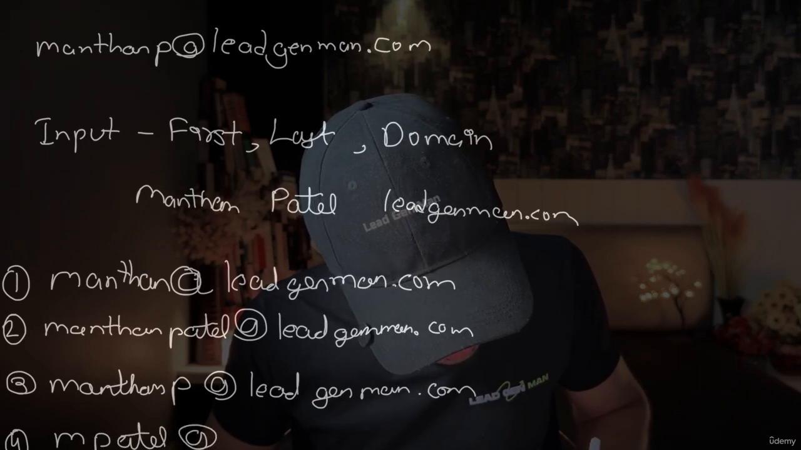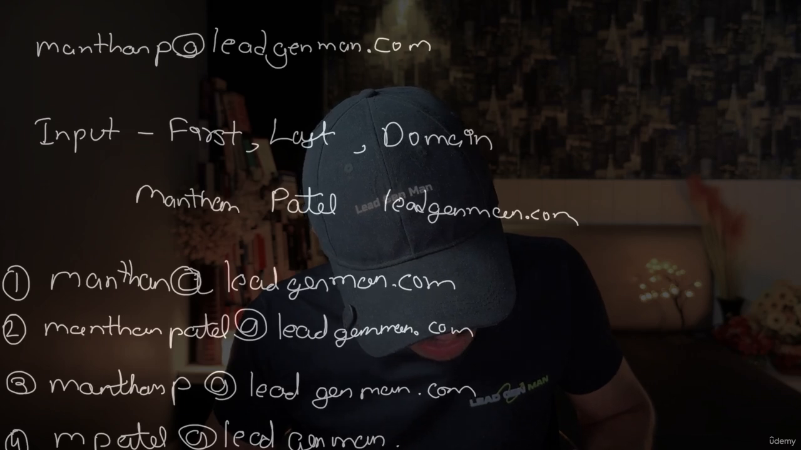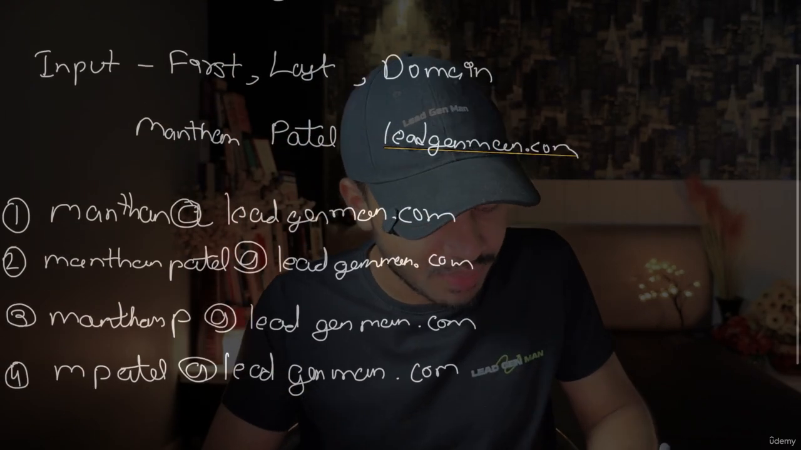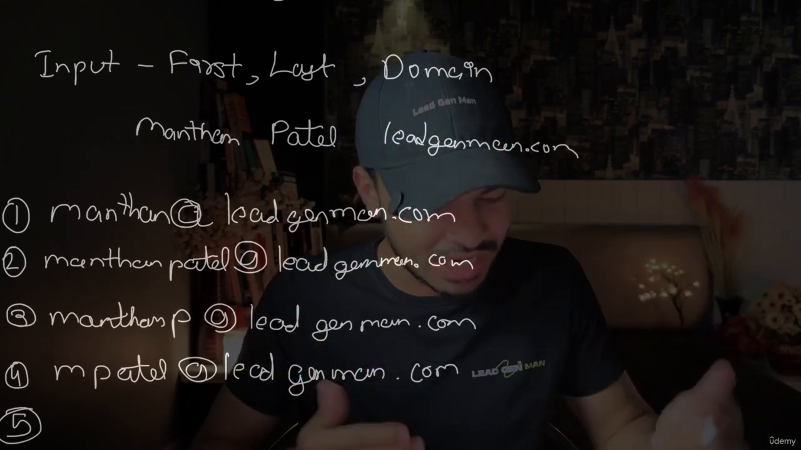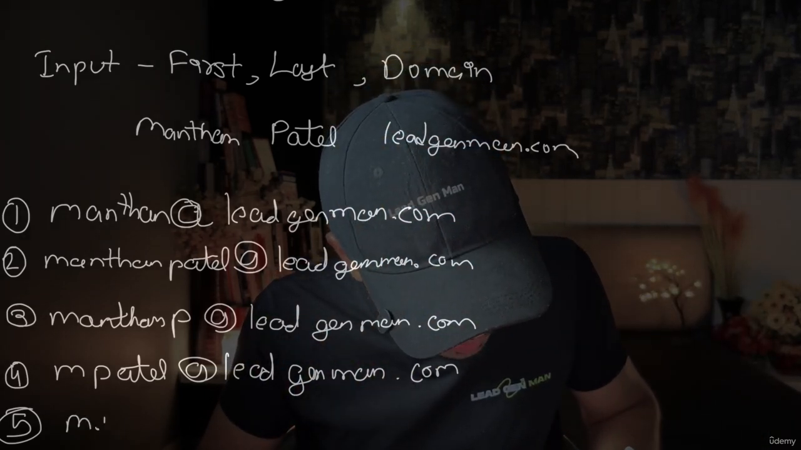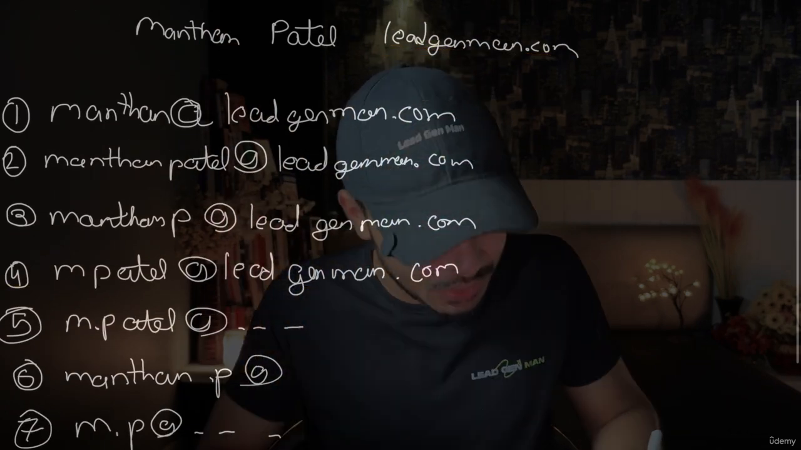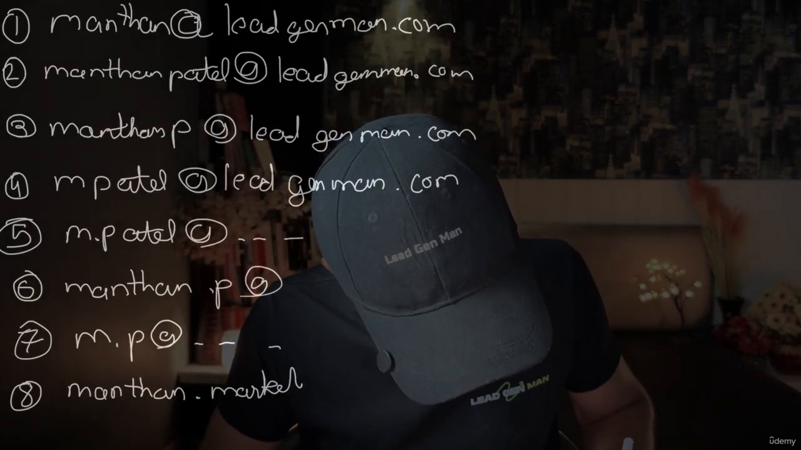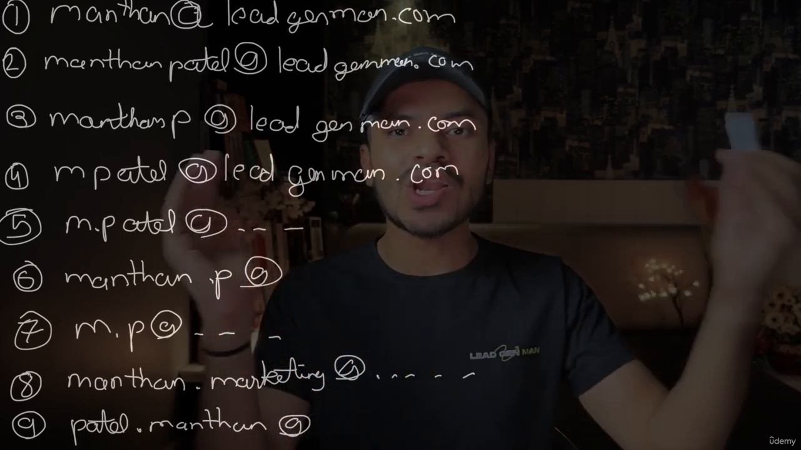mpatel@leadgenman.com. So yeah, the sky is the limit here. You can create as many permutation and combination variations as you want. So we will use the same logic. We will create around 200, 300 different variations. For example, manthan.p, then m.p, or if you want to add the department, you can do that as well. For example, manthan.marketing. So we are guessing or predicting the valid email address from all of these variations.